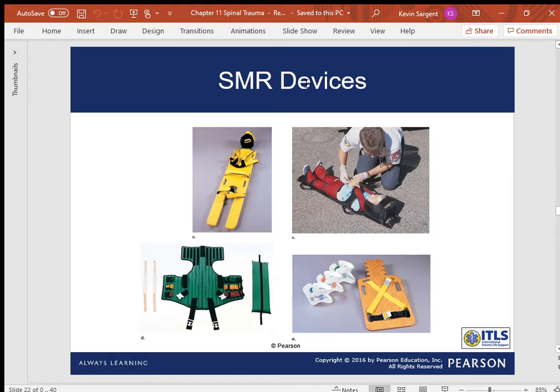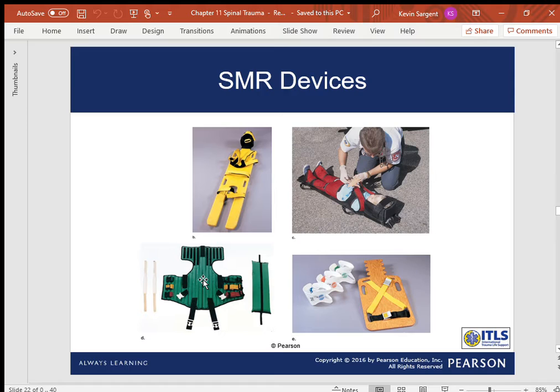Spinal motion restriction devices, we have a lot of different things. We have our Kendrick extrication device, which has the leg straps and chest straps, and also the short spine board with C-collars. These are used very similarly. The short spine board is kind of the precursor to the KED. Not used a whole lot anymore. Still done in some places. Sometimes you see them around swimming pools and places like that.